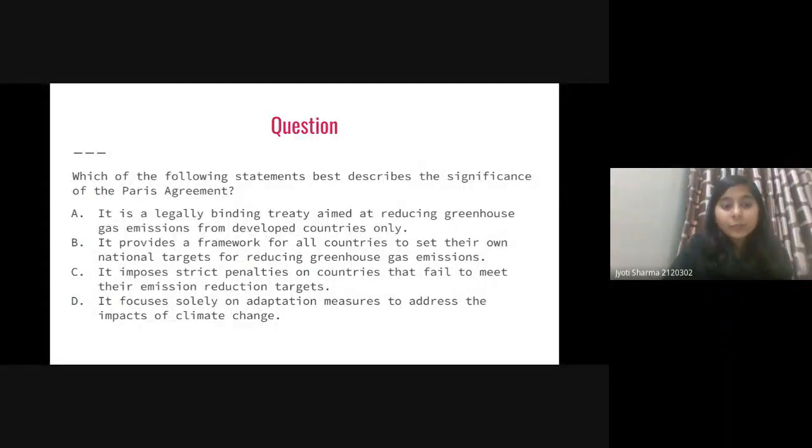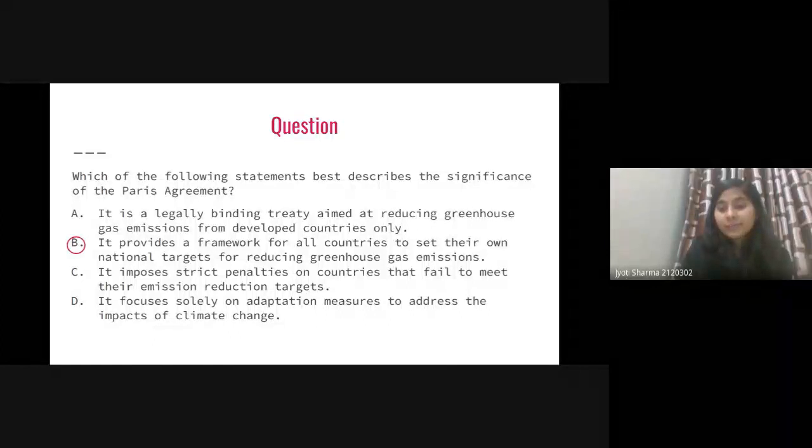Alka, note, I told you that the Kyoto Protocol was legally binding, but this Paris Agreement is not legally binding. So the answer should be B. It provides a framework for all countries to set their own national targets for reducing greenhouse gas emission.